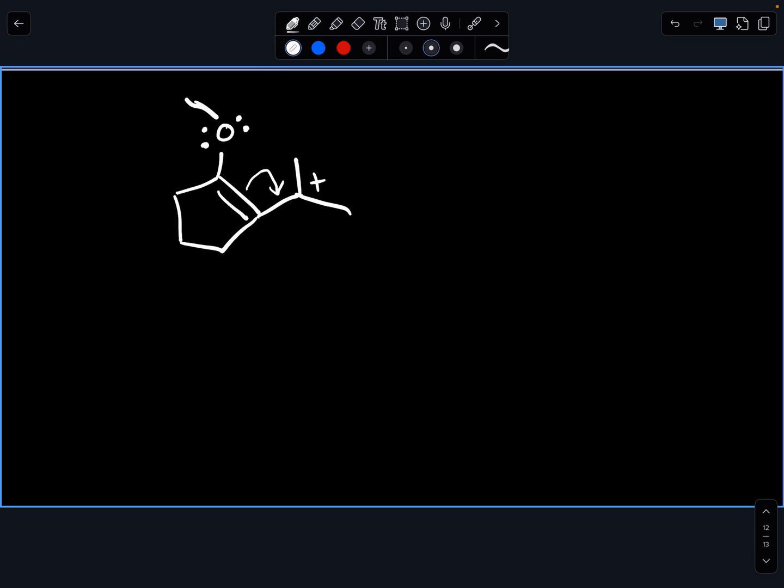And just really closely notice where I put my arrows, that it's starting in the middle of that CC bond. So it's starting where the electrons are. It's not starting at an atom. It's not starting at one side or the other. It's right in the middle. And it's going to the middle of the next bond. So that would give us a structure that looks like this.